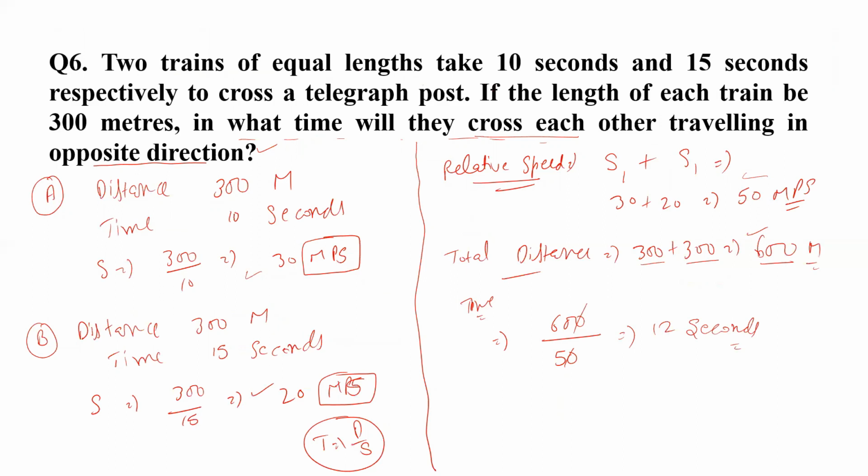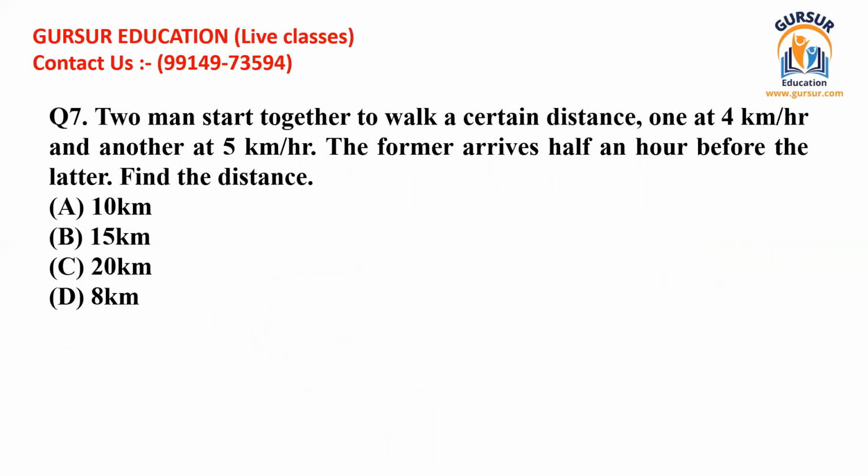Just moving further to the next question, and this is going to be question number 7. It's saying that two men start together to walk a certain distance, one at 4 kilometers per hour and the other at 5 kilometers per hour. So two men are given, A and B, and their speeds have already been given. The speed of the first man is 4 kilometers per hour, and the speed of the second man is 5 kilometers per hour.